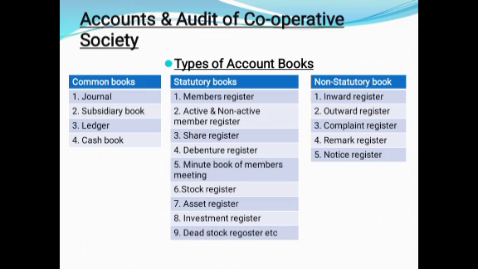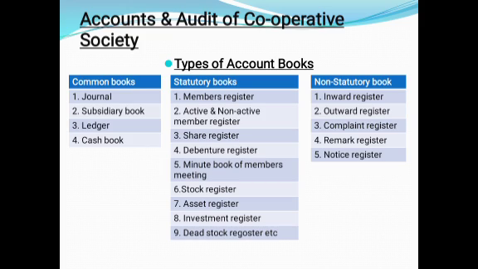The next is subsidiary books. Subsidiary books is a secondary book. Whatever general transactions are there, we have to divide into two parts: one is a cash transaction and the other is a credit transaction. Cash transactions we record in the cash book and credit transactions we record in the subsidiary book.